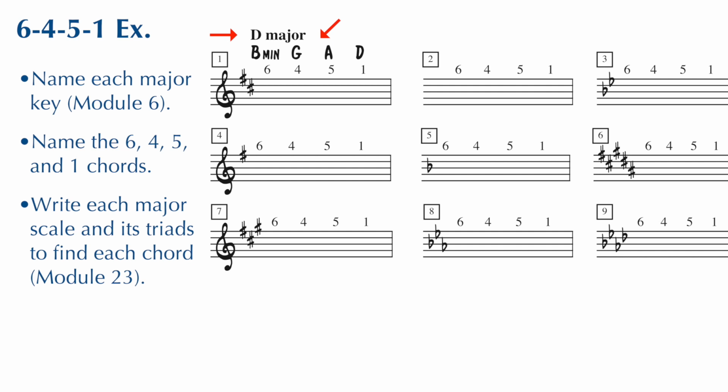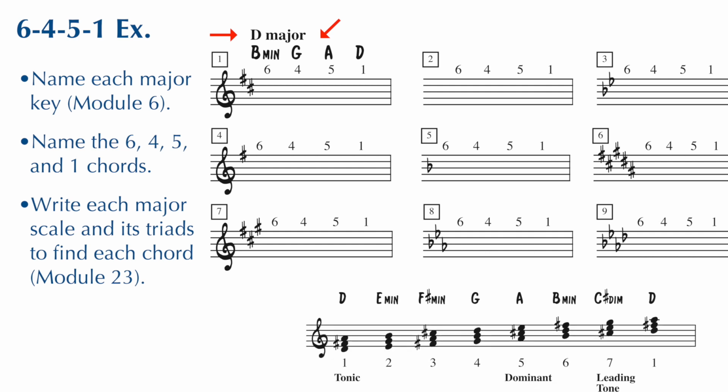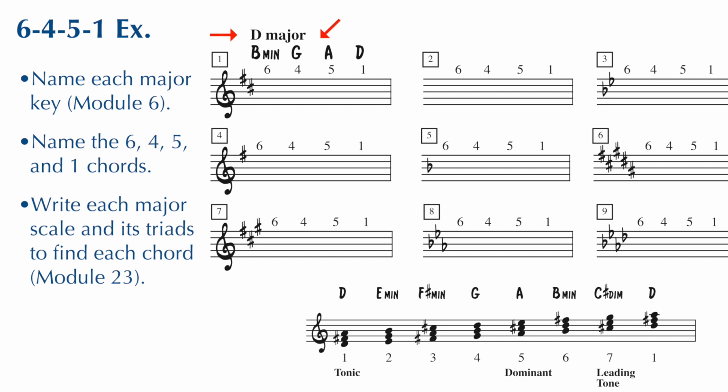You can write out your major scales and triads for reference as needed, and that's what I'm going to do when I go over the answers. I've already done number 1 for you, so let me show you how I came about these answers. 2 sharps in the key signature puts us in the key of D major. From there, I can write out a D major scale and its triads and see that B minor is the 6th chord, our 4 chord is G major, our 5 chord or dominant is A major, and our 1 chord or tonic is D major.